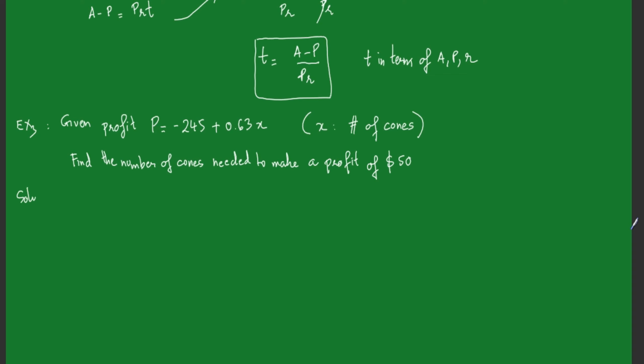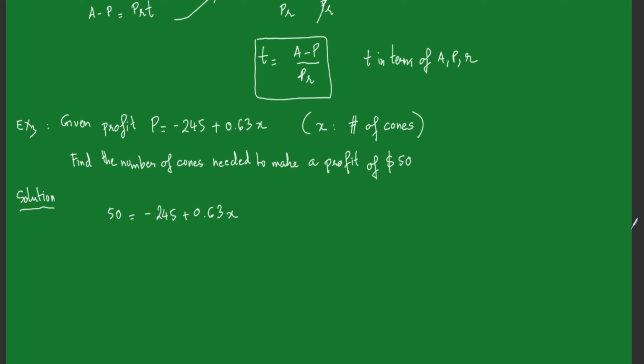Solution. So they give you the formula for the profit. P means profit, and x is the number of cones. So in order to find the number of cones to make a profit of 50, you just replace P with 50, because this is the formula for profit. So replace P with 50. So my equation becomes 50 equal negative 245 plus 0.63x. Okay.